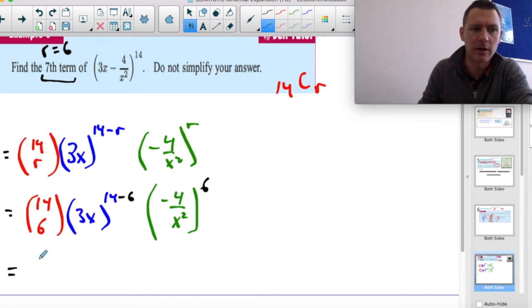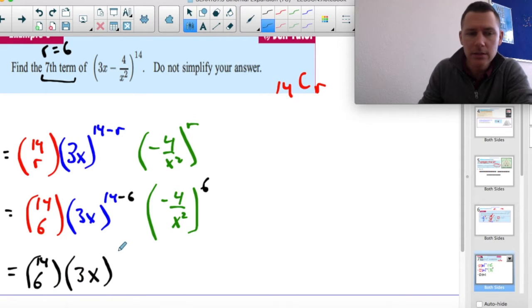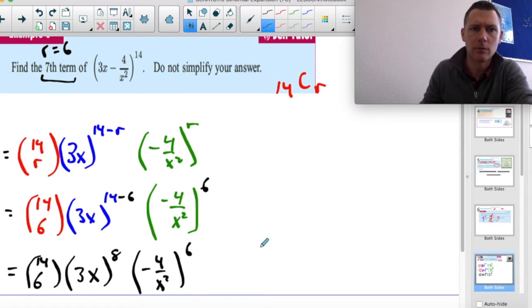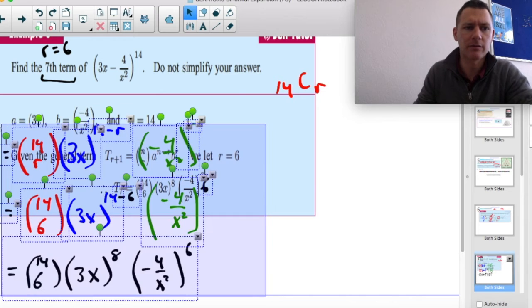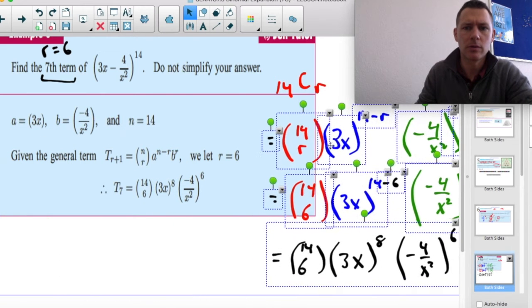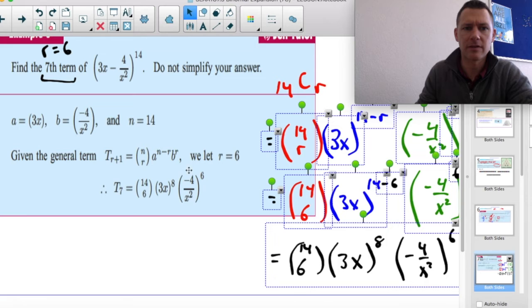So I'm going to skip the colors now. This is going to be 14 choose 6. This is going to be 3x to the 8. And this is going to be all this mess to the 6th. Cool. I think that's what they have. Get my scribble out of here. Right. So that's where that comes from.